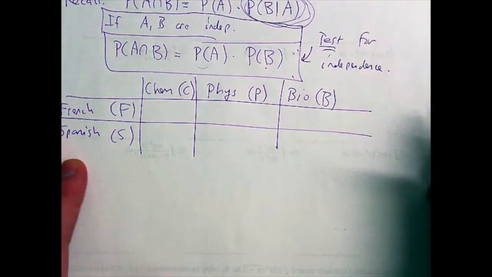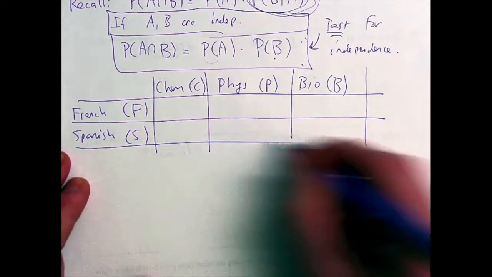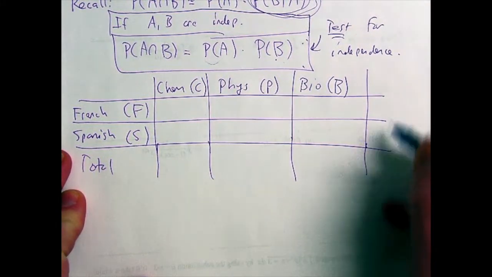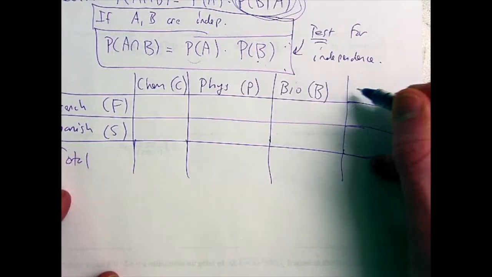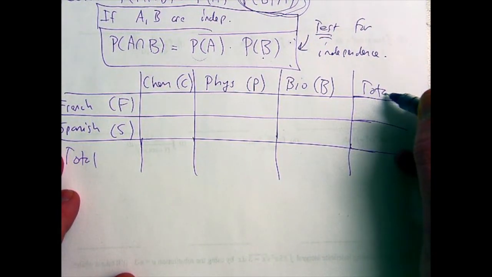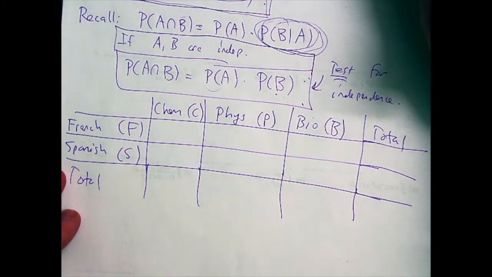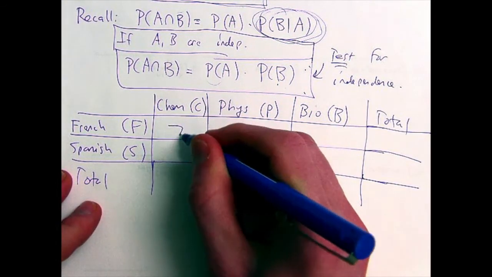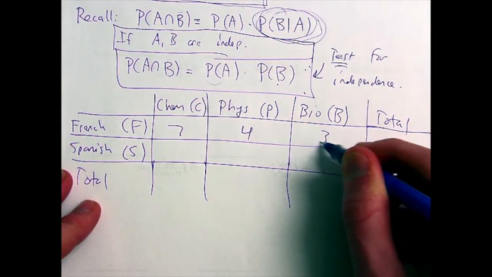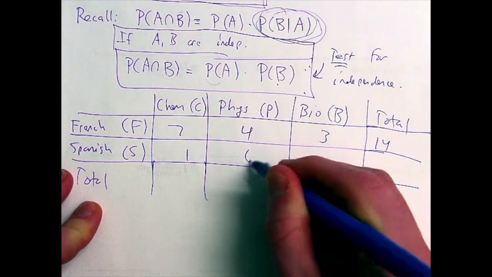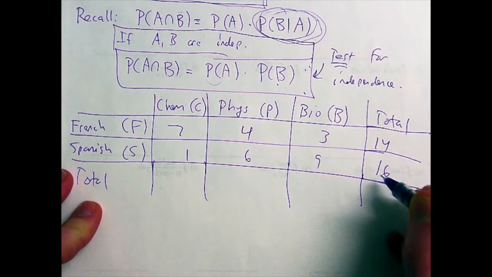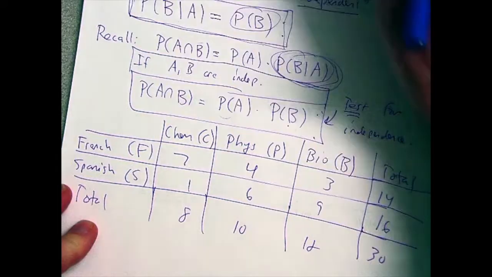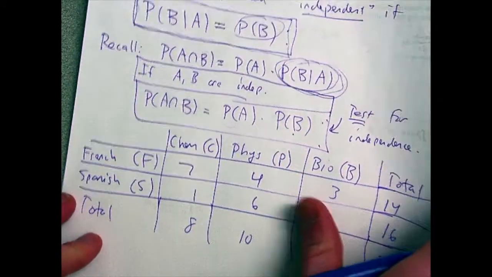All right. And I also want some totals. So I'm going to have a row for the totals, and I'm going to have a column for the totals. And I'm just going to populate this table with some numbers. So going across, I have 7, 4, 3, 14, 1, 6, 9, 16, 8, 10, 12, and 30. And I'm just going to ask some questions about this table.